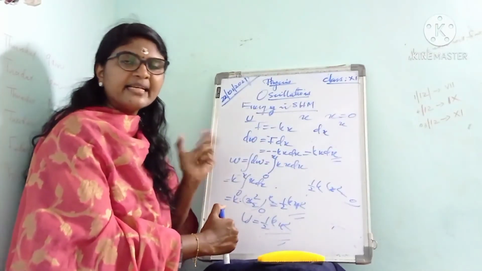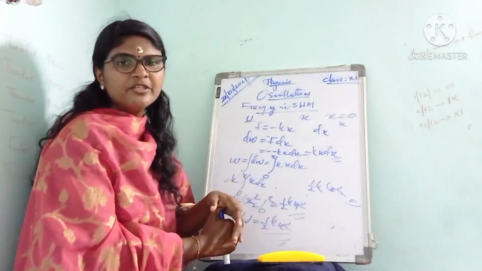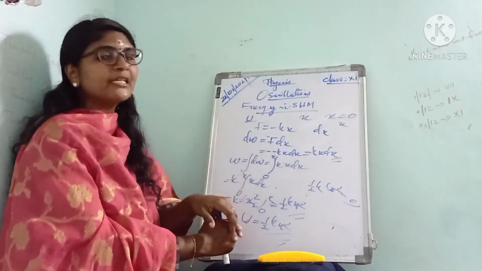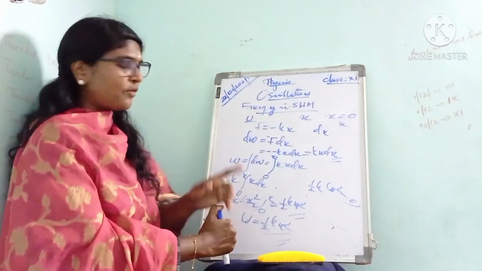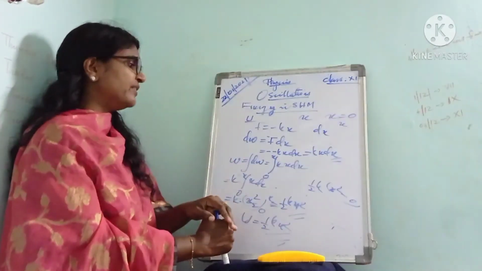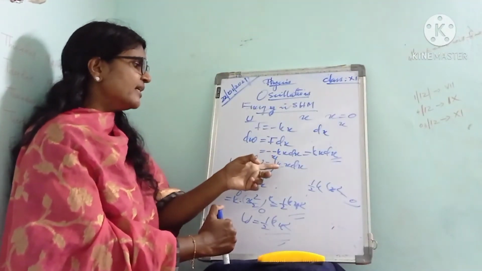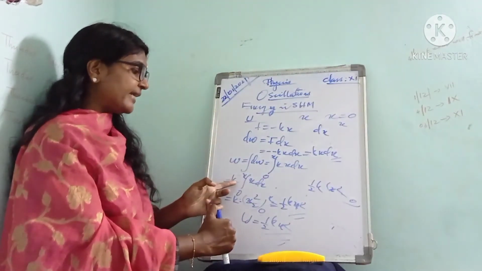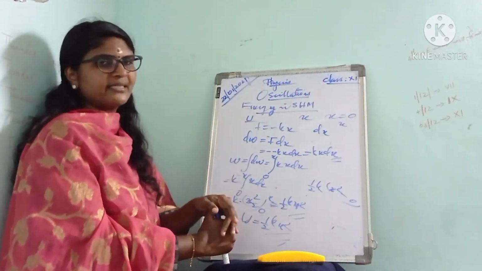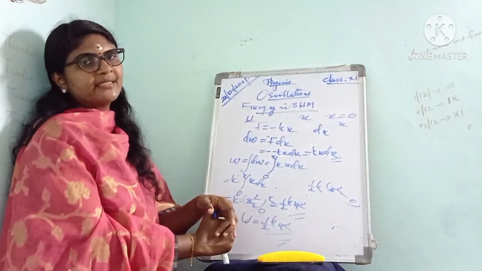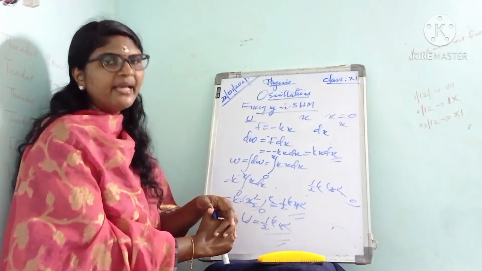Next we have to find the total work done to displace the particle from the mean position, x equal to 0, to the position x. So we integrate dW. W is the integral of dW, which is the integral from 0 to x of kx dx. K is a constant and is taken out, leaving the integral from 0 to x of x dx. All of you know the general equation: integral of x raised to n dx is x raised to n plus 1 by n plus 1.